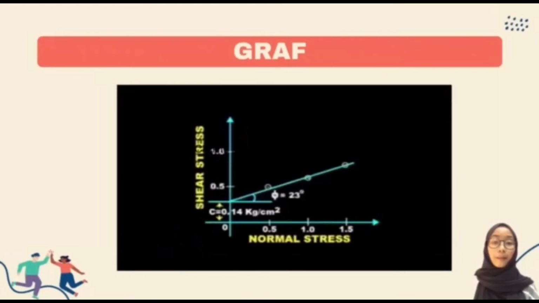Draw a graph by plotting normal stress as the x-axis and shear stress as the y-axis, and then connect the line to the y-axis and measure the intercept. This gives the cohesion value, which we get as 0.14, and measure the angle, which we get as 23 degrees.